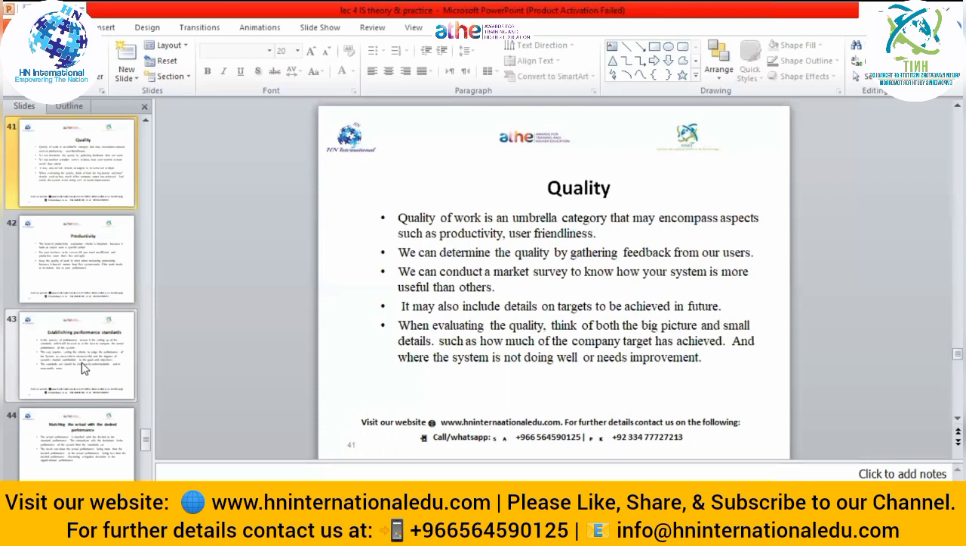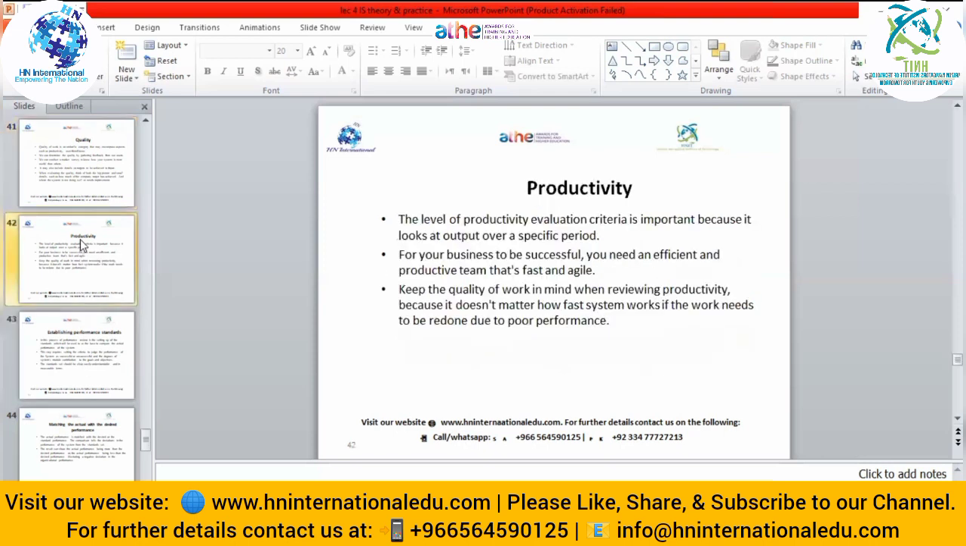If our system is not user friendly, we have to change our features according to that, and that must be according to the ease of our customer. So we have to make the changes according to the user, and we have to set the criteria, or set our goals for the future. When evaluating the quality, think of both the big picture and the small details, such as how much of the company target has been achieved and where the system is not doing well or needs improvement. So we have to see both things.